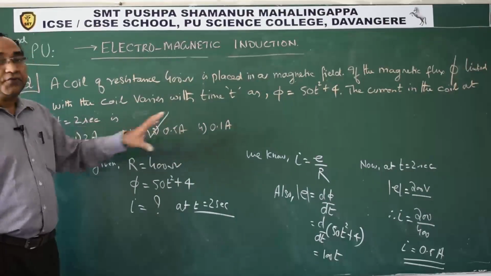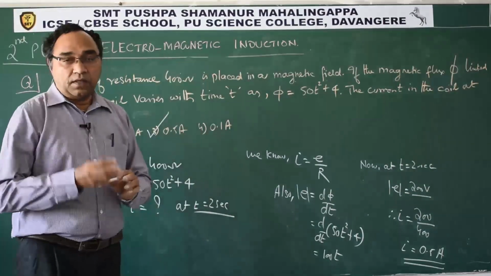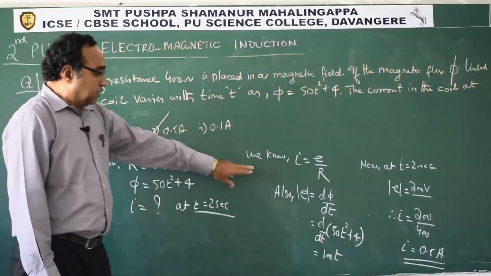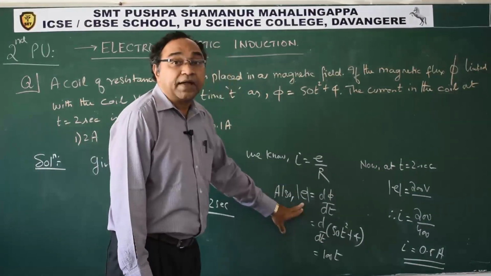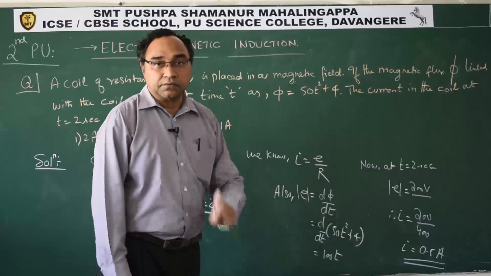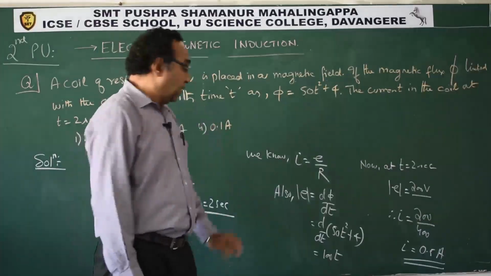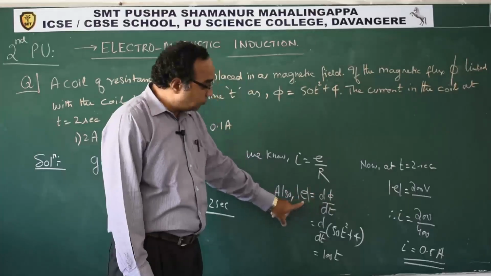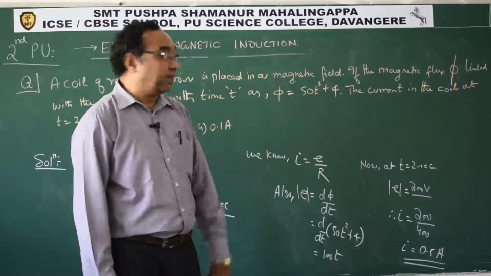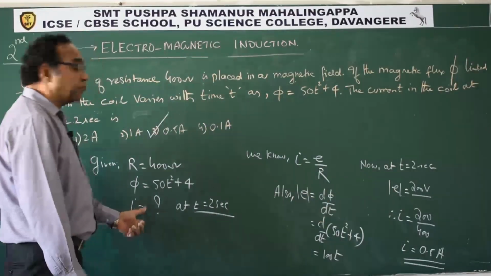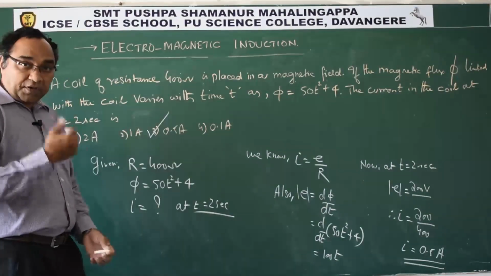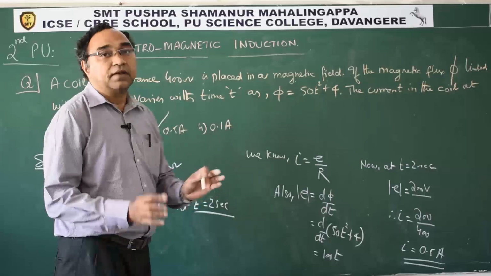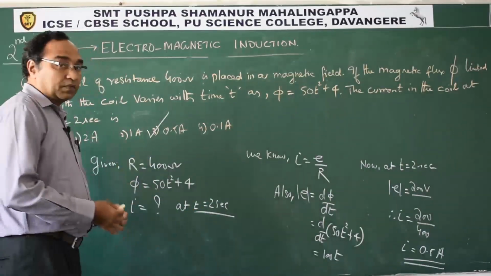So students, see here in this question, three things are involved. First, what is involved is we are talking of magnitude. Second thing, from flux, how to find induced EMF. And third is Ohm's law. See, so don't think that straightforward questions from one formula will be there. Little bit mixing will be there.